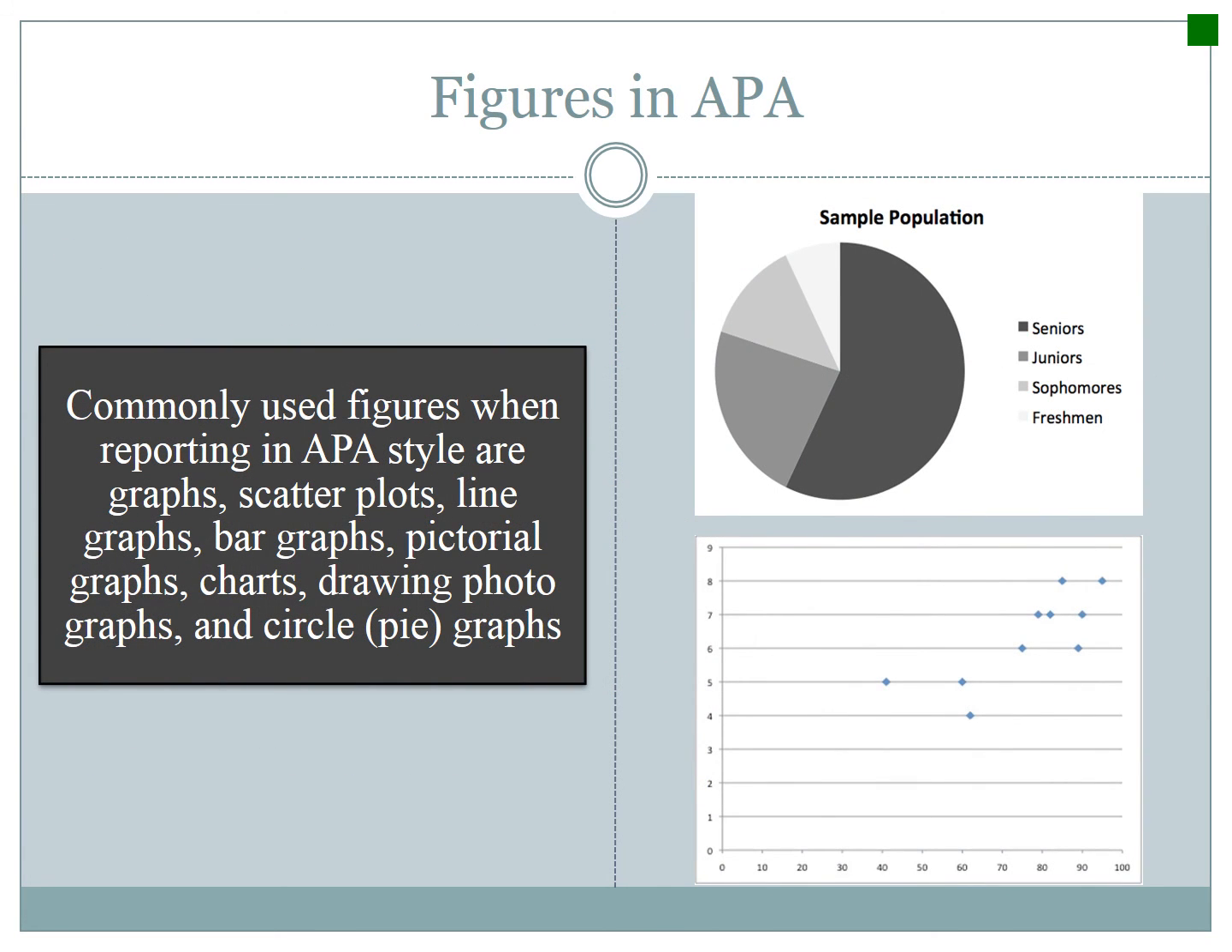Figures in APA. Most importantly, remember figures are placed after tables when reporting them. Commonly used figures when reporting in APA style are graphs, scatter plots, line graphs, bar graphs, pictorial graphs, charts, drawings, photographs, and circle pie graphs.